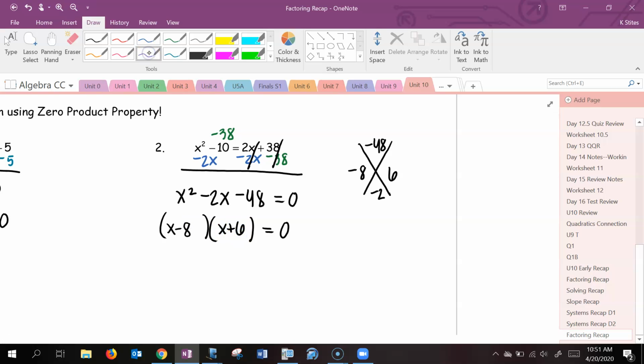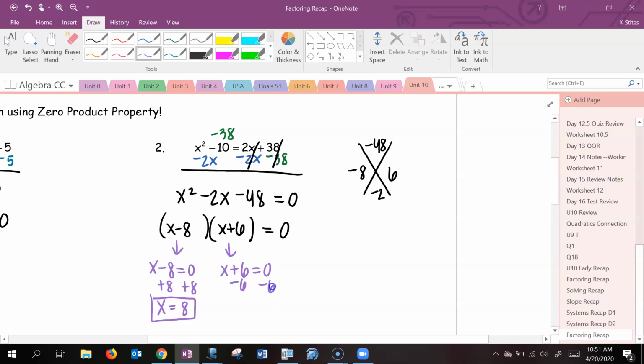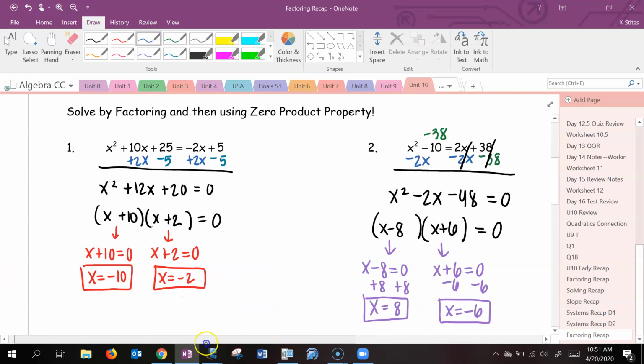And now I will go ahead and I will solve. We'll add our 8 over. Again, solving using zero product property, we just set each factor equal to 0, and then we'll solve for x. All right. Let's try two more.